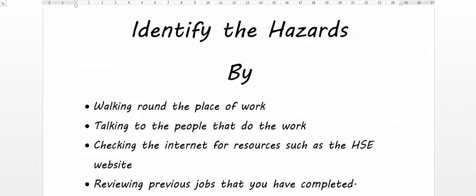There are a number of different stages to setting up a risk assessment. The first one is to identify the hazards. Do this by walking around your place of work, talking to the people involved with the work, checking the internet for resources, and also reviewing the job.